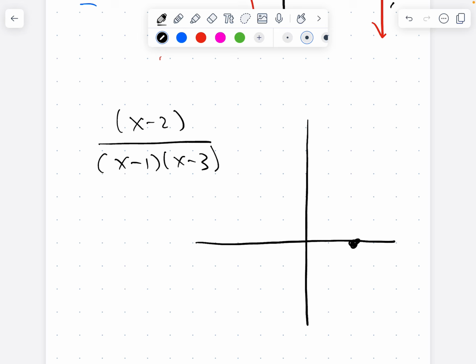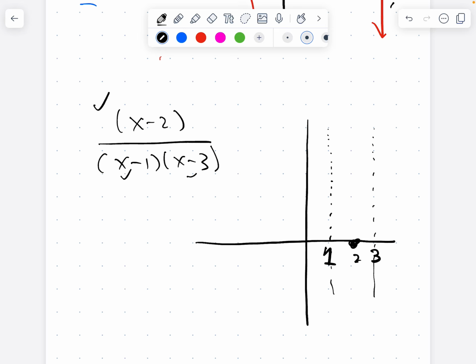Excellent, if you said 1 and 3, then you are exactly right. This is 1, and we have 3. Okay, so we have our x-intercept, which is the value of x that makes the top 0, and you have your 2 vertical asymptotes, which are 1 and 3.